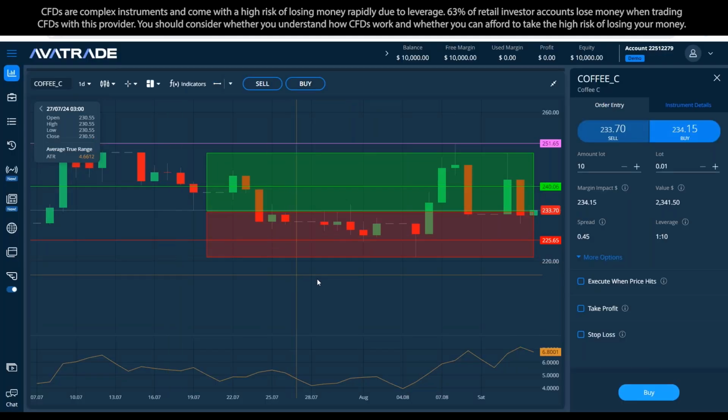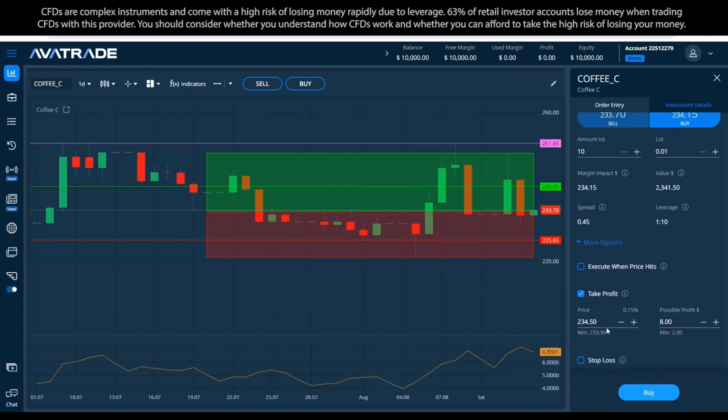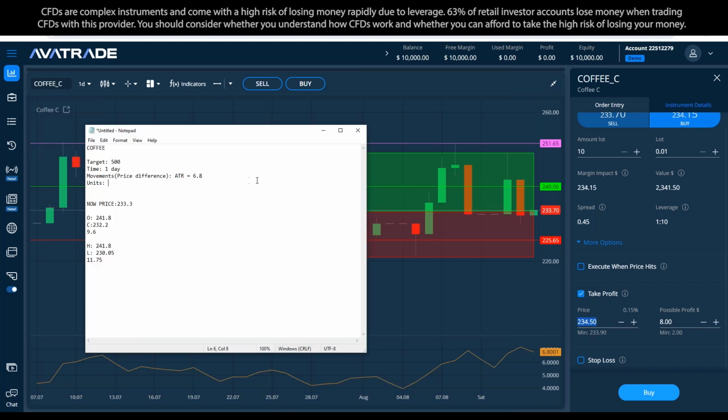I would like to design my take profit according to that. So we're going to click on the take profit, and then we're going to mark potentially the price at which we wish to close the coffee position, as long as we can make 500, right?